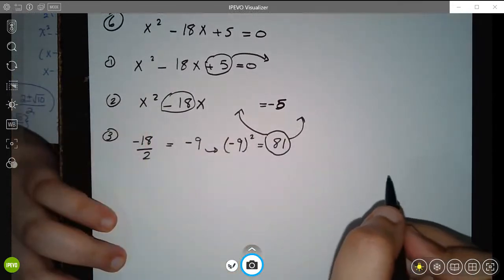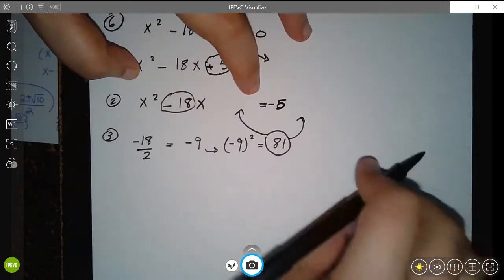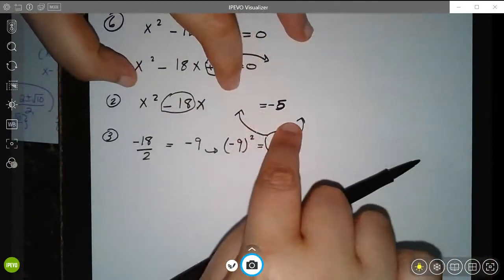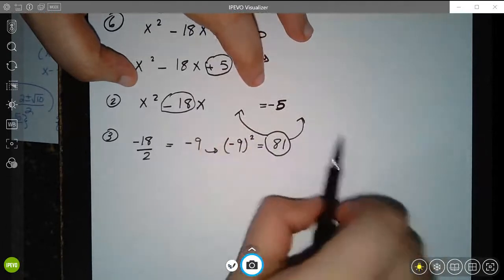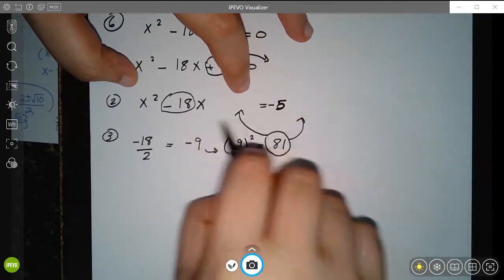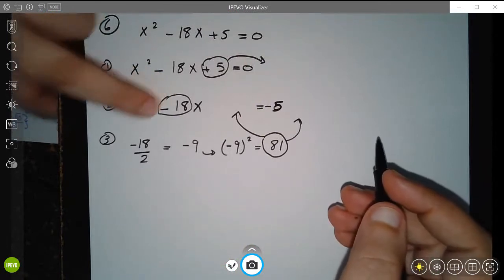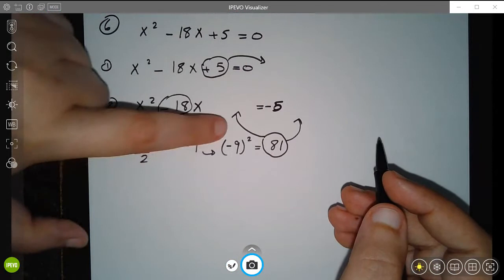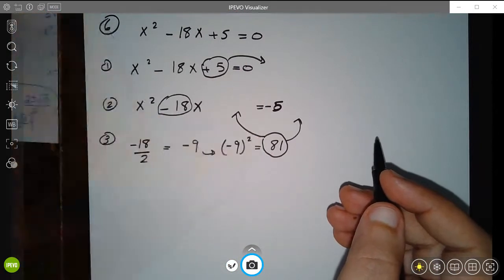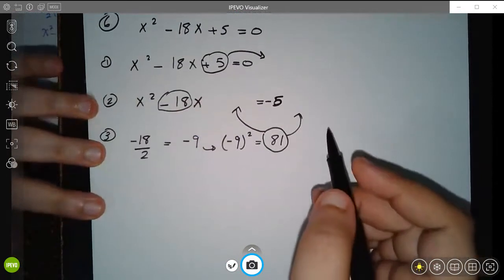Okay? Because remember, when we're dealing with an equation, it's an equality between two sides. That means that whatever you do to one side has to be done to the other side. So I'm going to add the 81 to both sides. So again, you grab the value of b. You divide it by 2, you end up with 9. Square that number, and you end up with 81. So it's going to get added here and here.